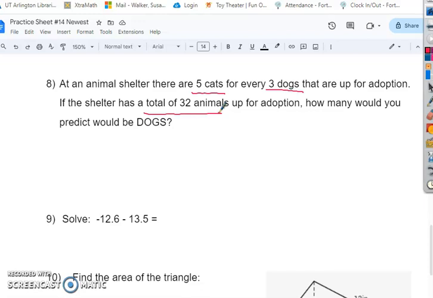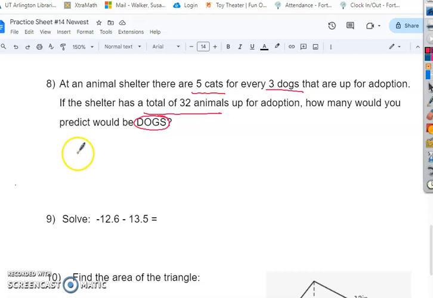Okay, so what this is saying is not that there are 5 cats at the shelter. There are 5 cats for every 3 dogs. Okay, now we haven't done this, so I hope you are listening. Dogs. Okay, that's what I'm looking for. So this is how I would do it. There's different ways of doing it. Some of you are going to think to scale up, which is fine. That's perfectly fine. But if you don't understand that, watch this.